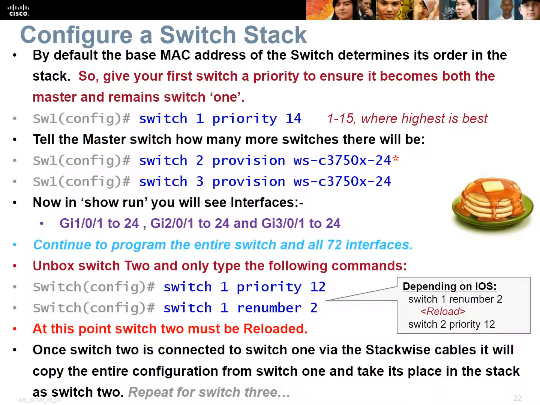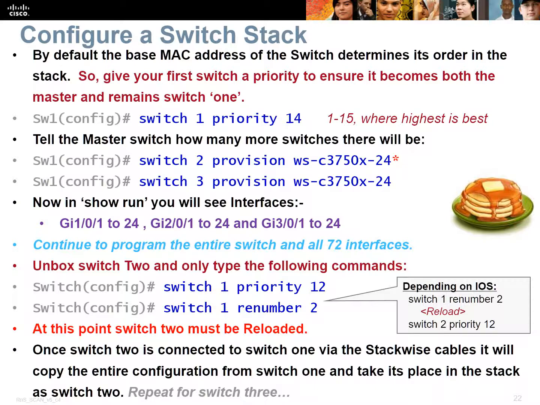Once we've provisioned this up, even though we've only got one switch on our bench, if we do a show run, it'll show us 72 ports. Even though we've only got one physical switch, we're going to see gigabit 1/1 to 24, gigabit 2/1 to 24, and gigabit 3/1 to 24. Now, all we need to do is get out the second switch and say, all right, you are now switch number 2, and your priority is now 12. Then we get out switch 3, and we say you are switch 3, and you are priority 10.